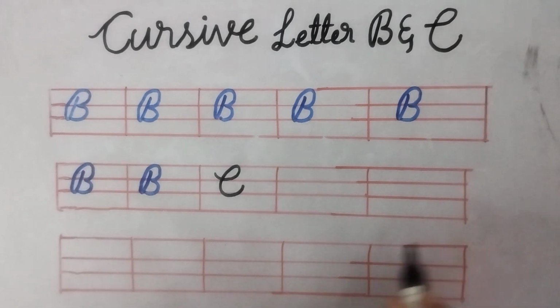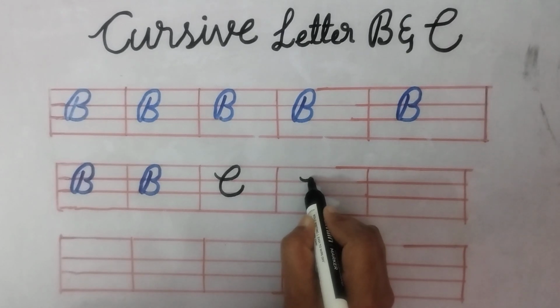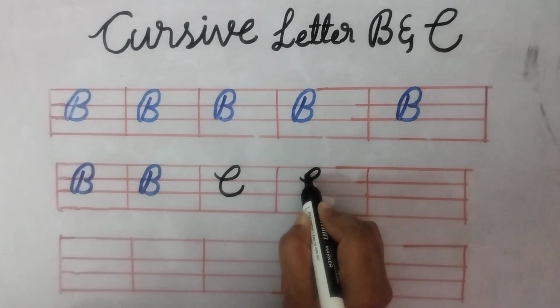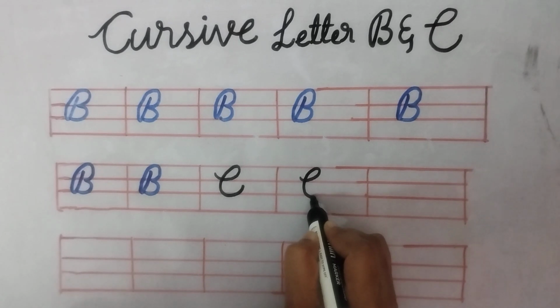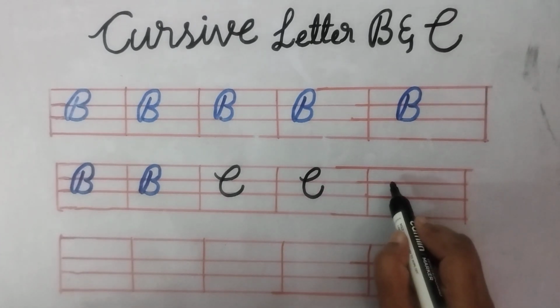Next, how to write C. So somewhat start from this line. So the curve, small curve, then this curve not touch to this second line. Okay, C.